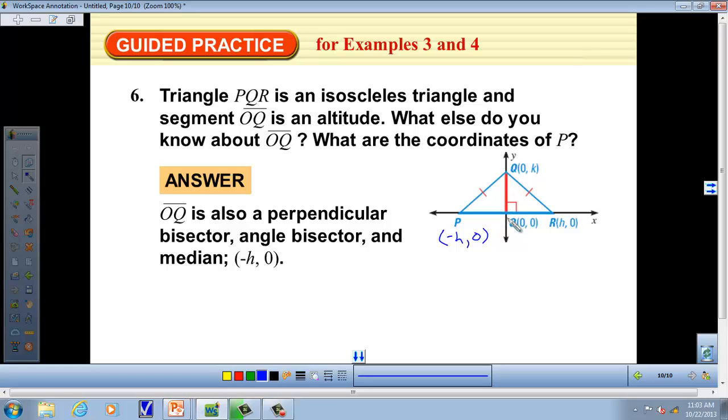And what else do we know about it? It's an altitude. We know it's an angle bisector. We also know that it's a median because these two lengths would be equal. Okay, so it's a perpendicular bisector, an angle bisector, so those two angles would be equal, and it's also a median. And that's it. Thanks.